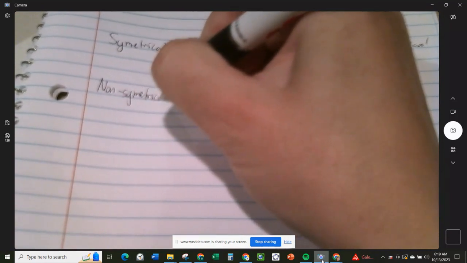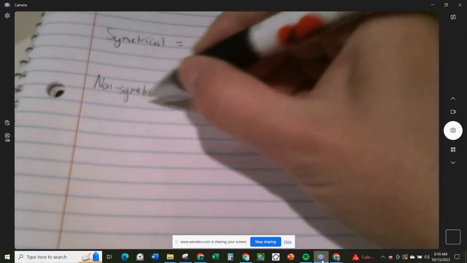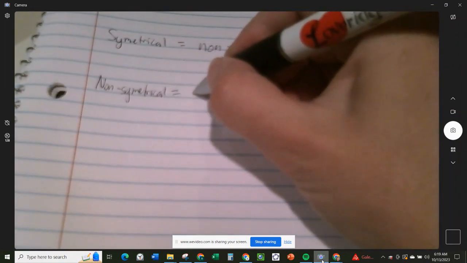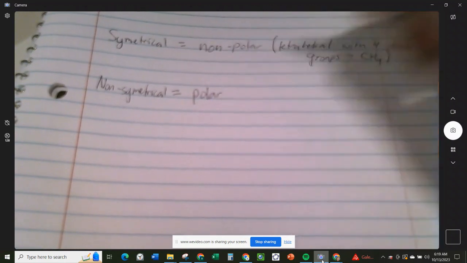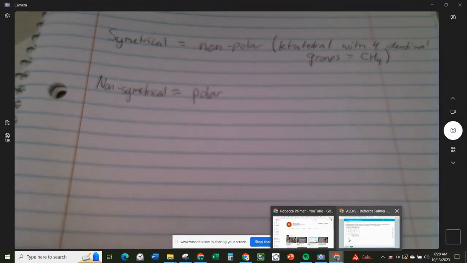And then anything that is non-symmetrical, we'll look at some more. If it's non-symmetrical, then it's probably going to be polar. So those are the things that we're going to look for. So let's go back here.